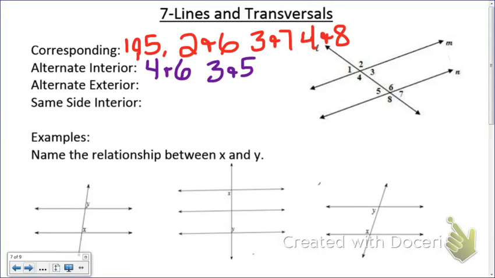The third pair of angles that we discussed are alternate exterior. Exterior means outside the lines, so that automatically marks out angles 3, 4, 5, and 6. Alternate, again, means exact opposite. So a pair of alternate exterior angles would be 1 and 7. The other pair would be 2 and 8.